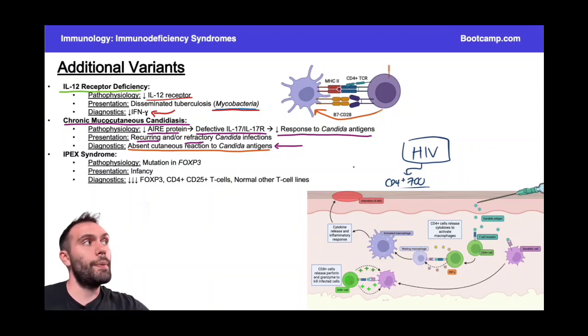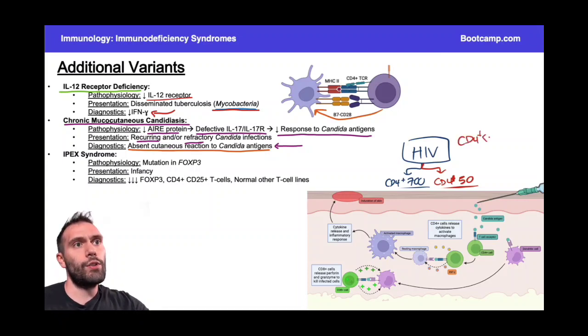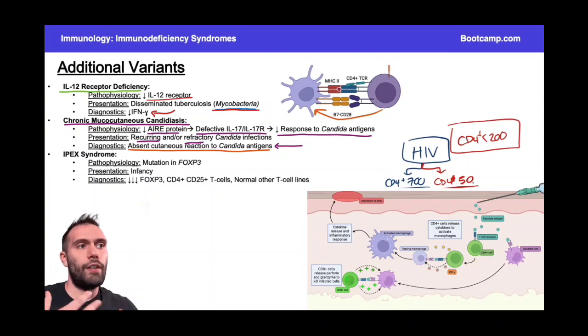Now, if I had an HIV patient, on the other hand, that had a CD4 count of 50, this patient would not be able to generate the appropriate induration or any induration at all because they have very few CD4 cells. So the cutoff, like we always say, CD4 count less than 200 is when you start to think about the more immunocompromised state of an HIV patient. And that goes hand in hand with some of these tests as well.